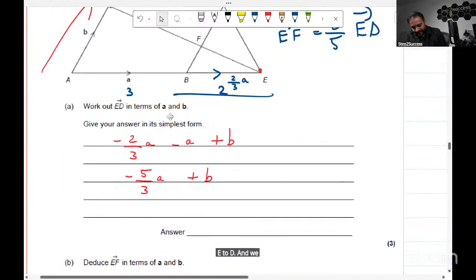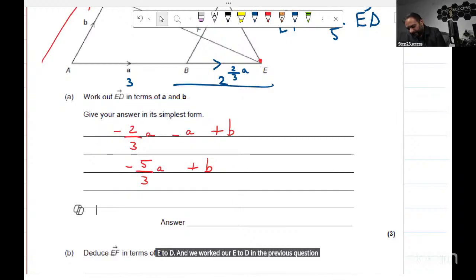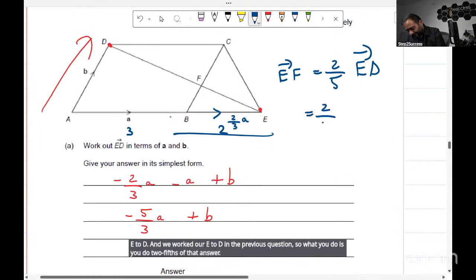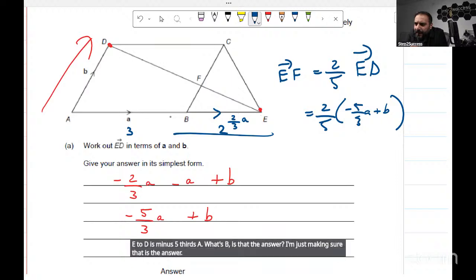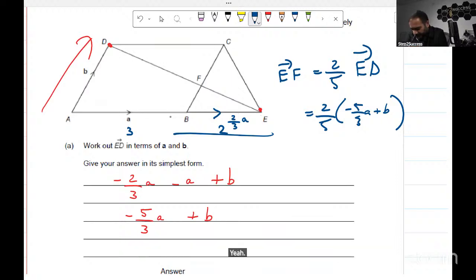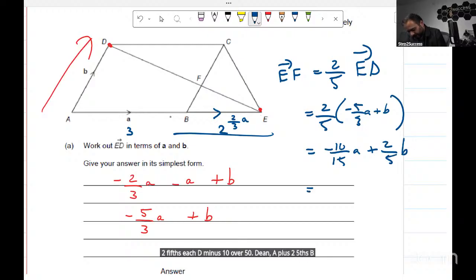And we worked out E to D in the previous question. So what you do is you do 2/5 of that answer. E to D is minus 5/3 A plus B. Is that the answer? I'm just making sure that is the answer. Yeah, it was. And so if you expand this out, you get 2/5 of E to D, minus 10 over 15 A plus 2/5 B, which simplifies to minus 2/3 A plus 2/5 B.